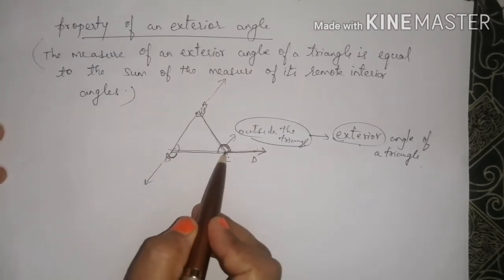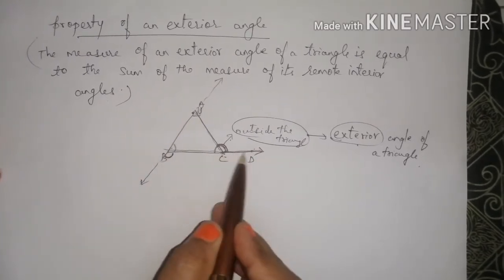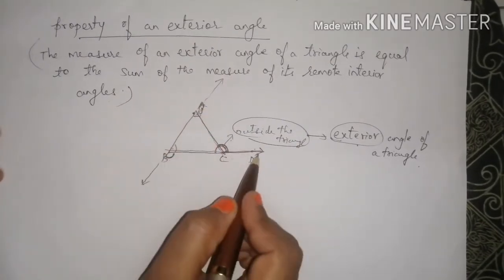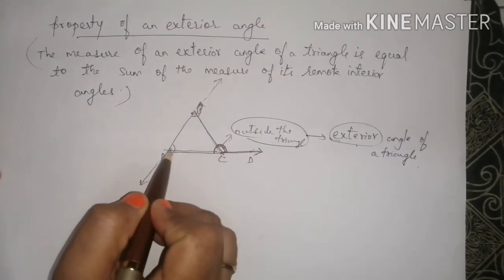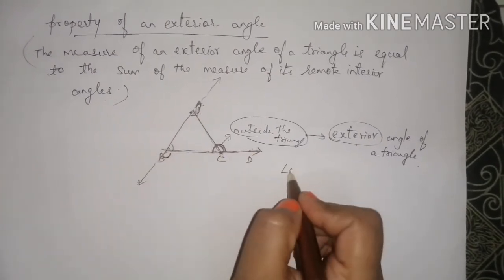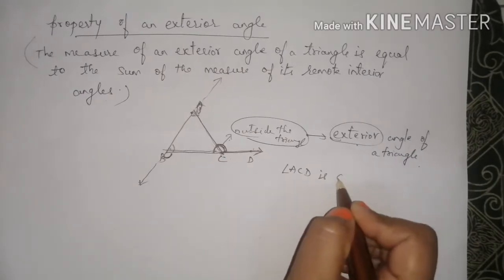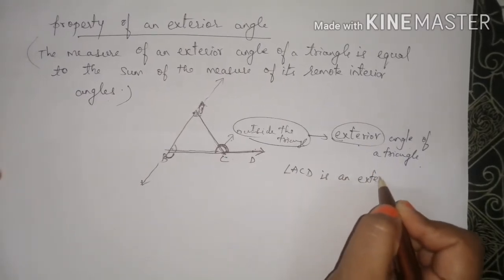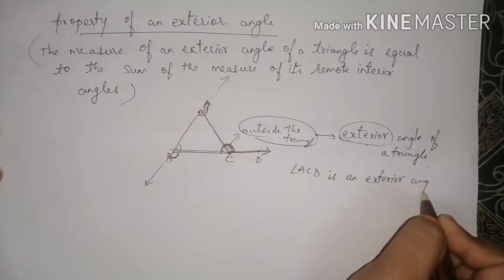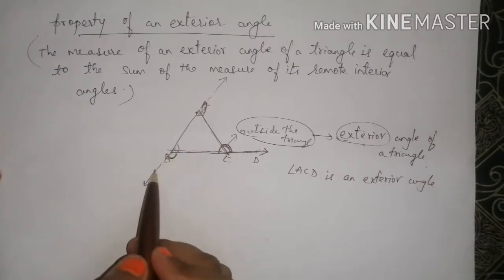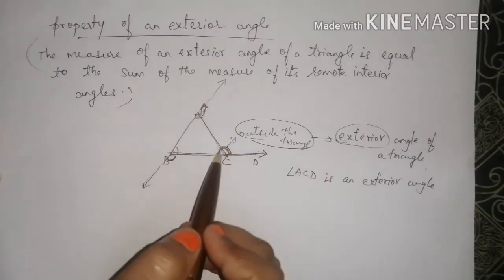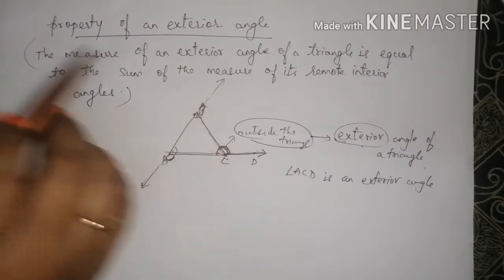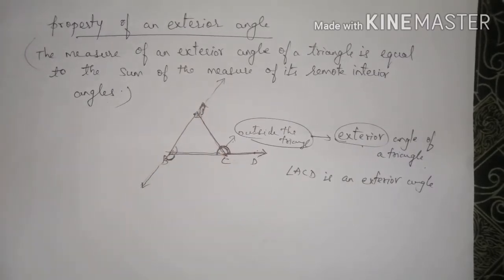So here I have extended C, so I have got this exterior angle, angle ACD. But ACB is the angle inside the triangle, and angle ACD is an exterior angle. Similarly, children, if I extend from B, I will get this as an exterior angle. If I extend it from A, I will get this as an exterior angle. So three exterior angles you will get.